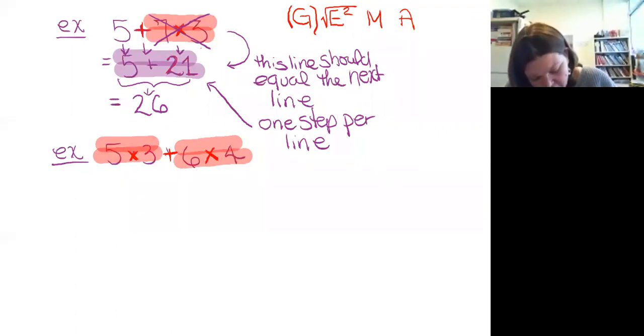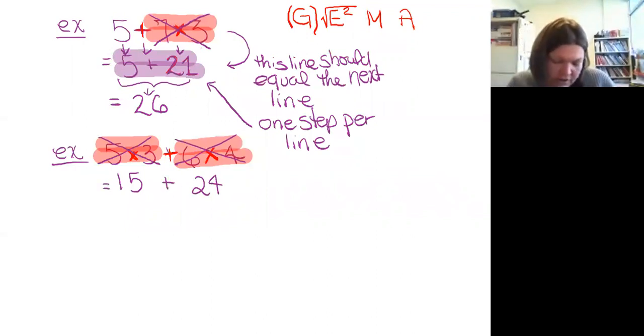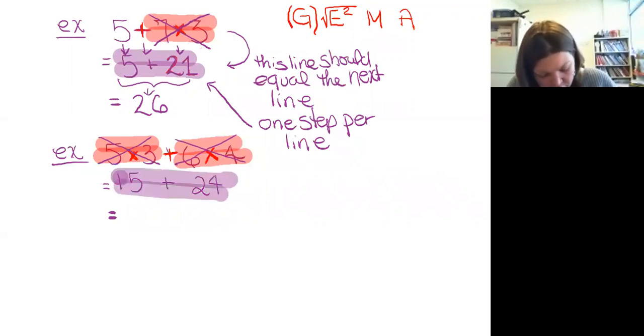So 5 times 3 is 15. 6 times 4 is 24. Now I replaced this part of the expression with something equivalent, but I have not yet used my plus, and so my plus drops down so that my two lines can be exactly equivalent or equal to each other. And now I will do my final operation here, which is obviously just to add 15 and 24. That's not tricky to see. And let's see, hopefully I get 39.